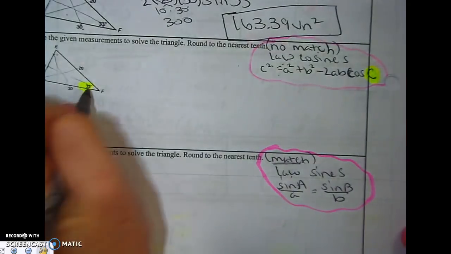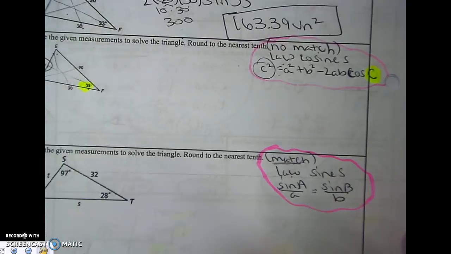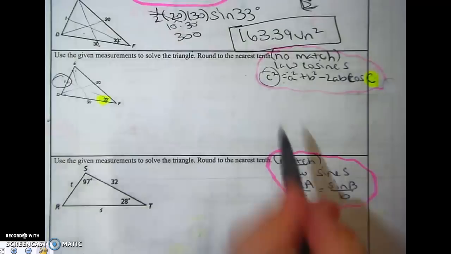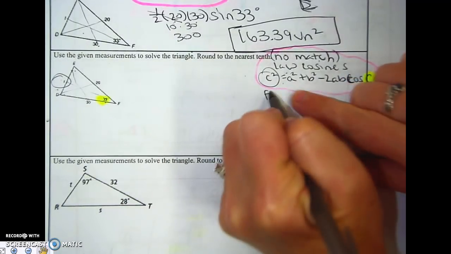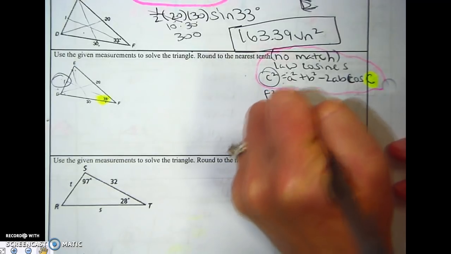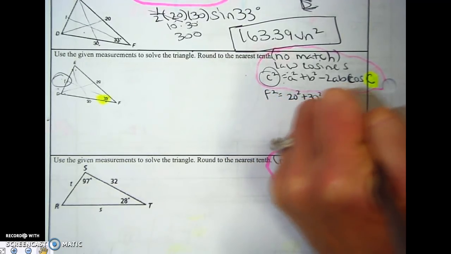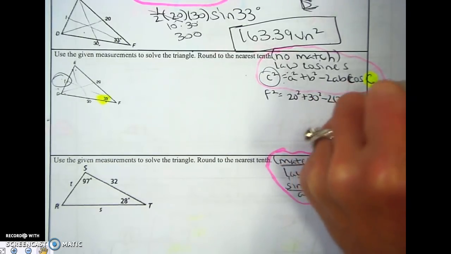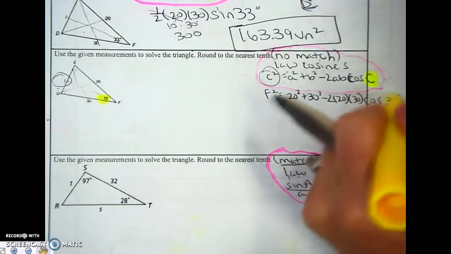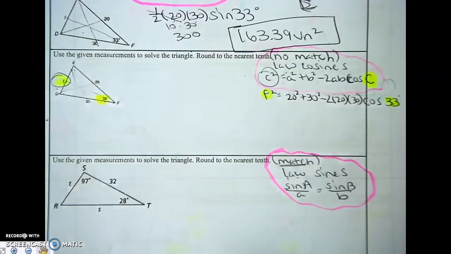So what I could do, in a sense I'm finding F, I could find this C or this F right here. Okay? So what I'm going to do is write, maybe I'll make it an F just for my own sanity. I take the side I don't know, I square the two sides I do know, minus 2 times the sides that I know, cosine of 33 degrees. So remember, this 33 relates to the F. So those on the outside will relate.